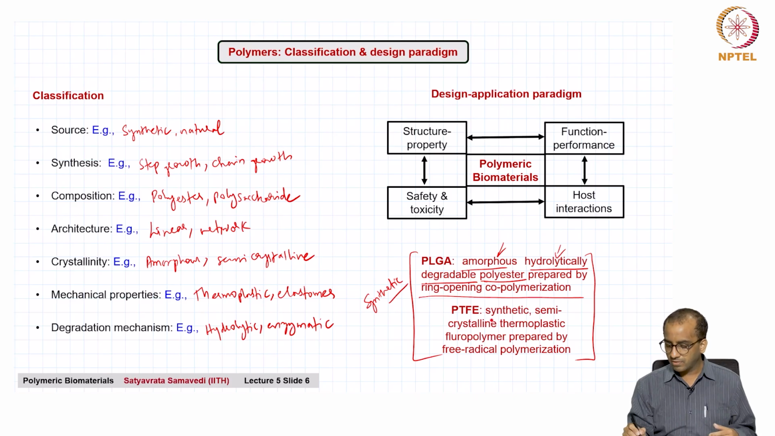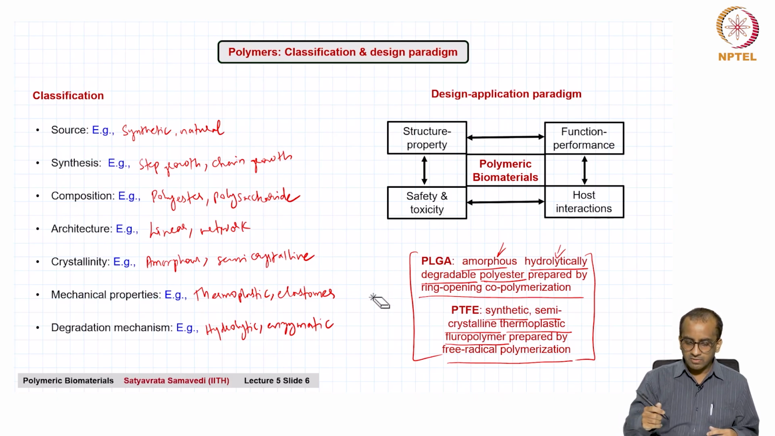PTFE is also synthetic, it is semicrystalline, it is a thermoplastic, it is a fluoropolymer prepared by free radical polymerization. So, if you look at the perspective of synthesis, then PLGA is prepared by ring opening copolymerization and PTFE is prepared by free radical polymerization. If you look at microstructure, PLGA is completely amorphous and PTFE is semicrystalline. If you look at what category they belong to, PLGA is a polyester, whereas PTFE is a fluoropolymer, and so on.